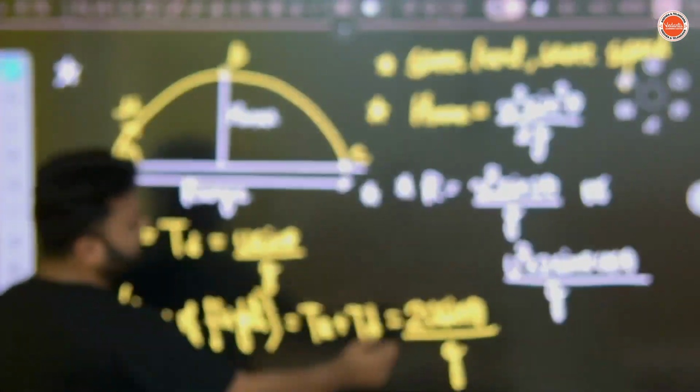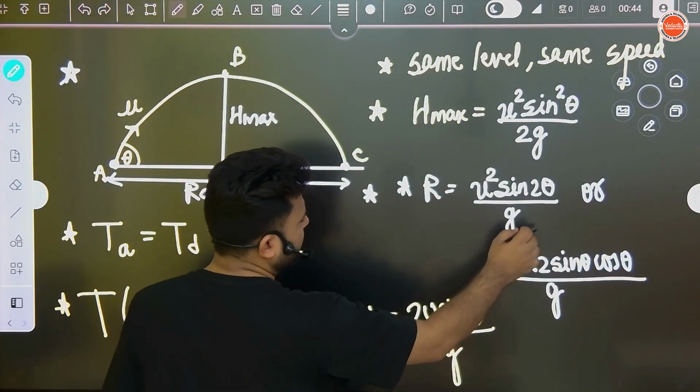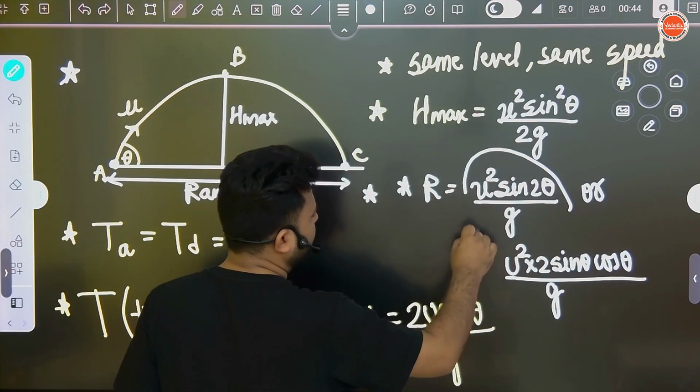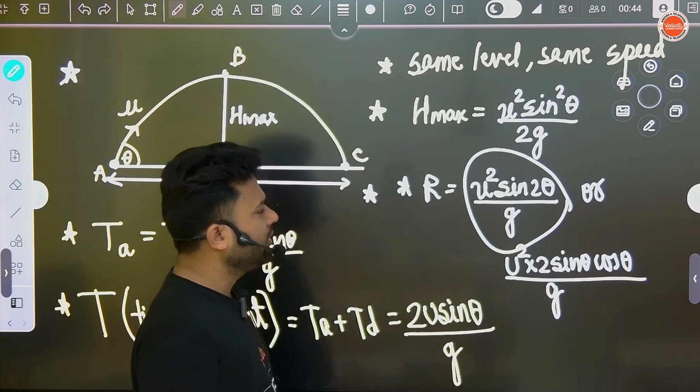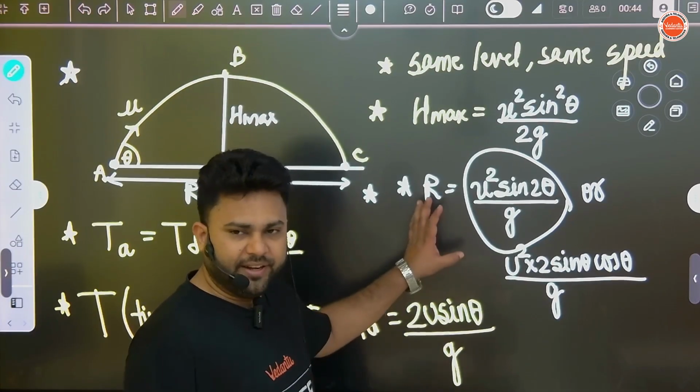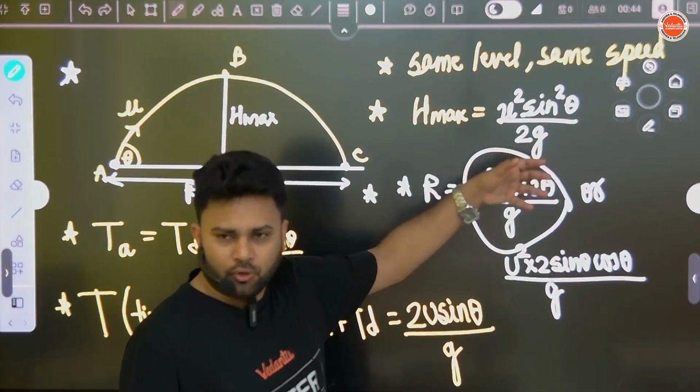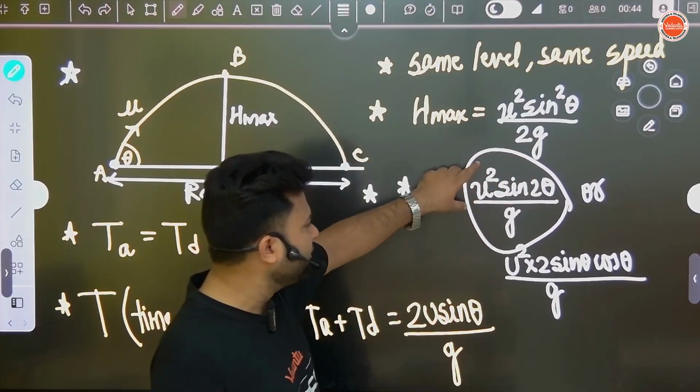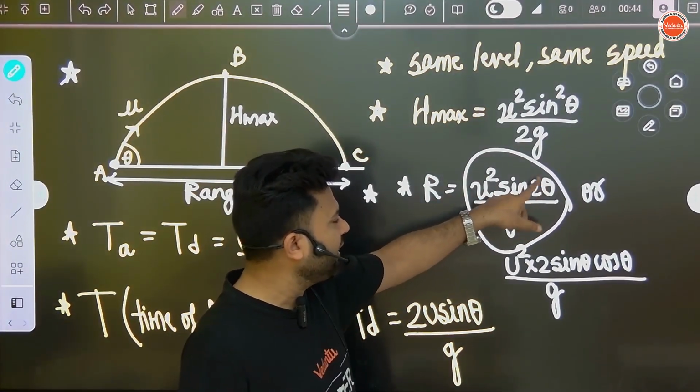Then they ask when this range will be maximum. Speed is same. At what angle you should throw so that the range is maximum? So maximum value you will get when sine 2 theta value becomes 1.